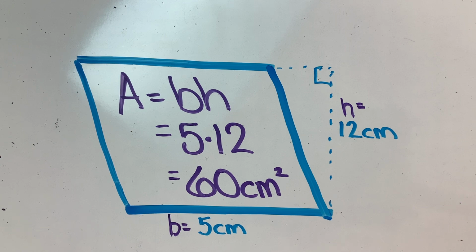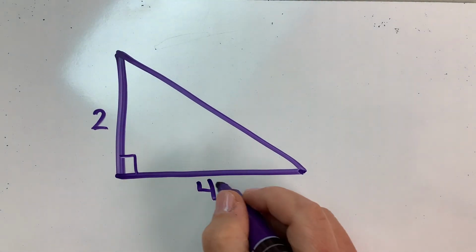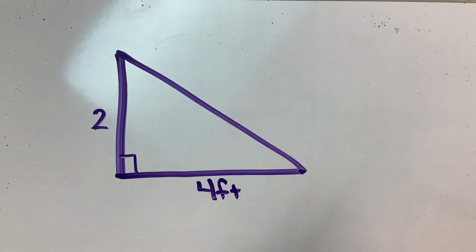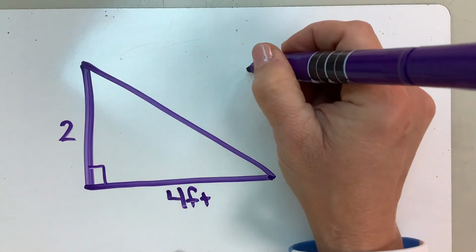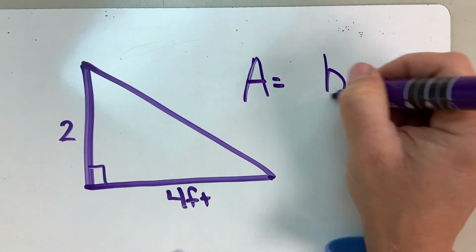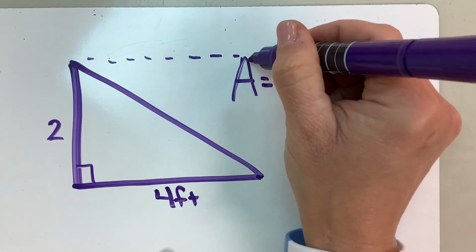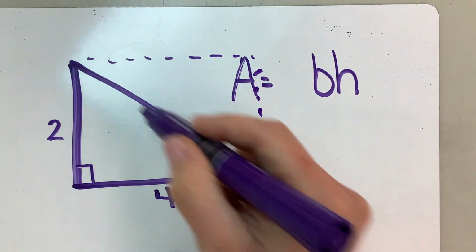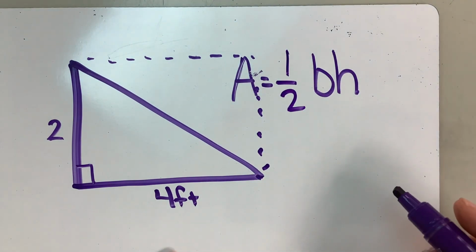From there, we took what would be a rectangle, and if we cut it in half, we formed a triangle. So the next figure we looked at was a triangle. This one we've been doing for a while, and it is our base times height, but because there's the rectangle, we cut it in half, and so it's 1/2 base times height.